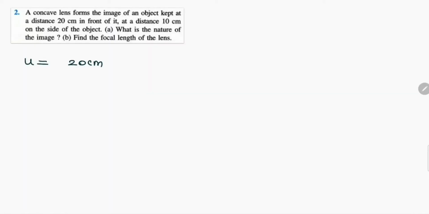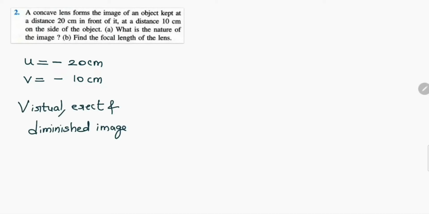Object is kept at a distance of 20 centimeters in front of it. Be very careful: minus 20, left hand side. Image is also formed on the same side of the object, so that is on the left hand side. So V also will be minus. What is the nature of the image? Left hand side. Which image is formed by concave lens? Yes, it is diminished, upright, virtual. So image formed is virtual, erect and diminished.